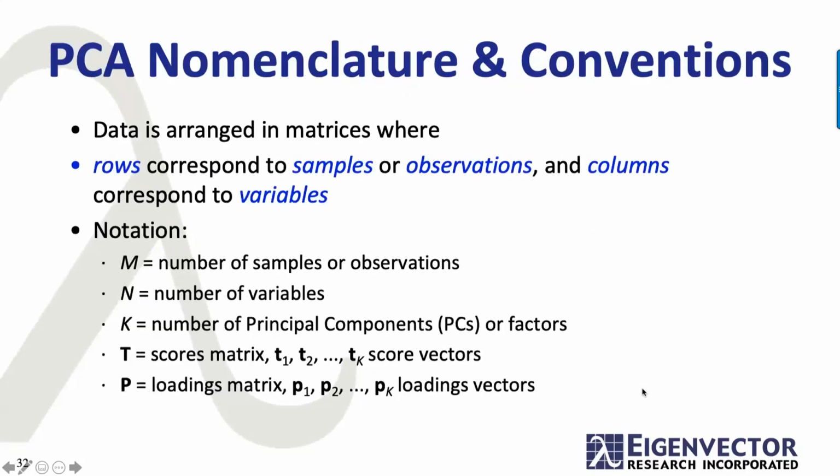So our PCA nomenclature and conventions: we take our data and arrange it in matrices where rows correspond to samples or observations. In our case, spectra, the spectra are in the rows, and columns correspond to variables. So the wavelengths are in the columns. Notation, we use M as the number of samples or observations, N as number of variables, K as number of principal components, and we'll have these things called scores and loadings, P's and T's, T's and P's.